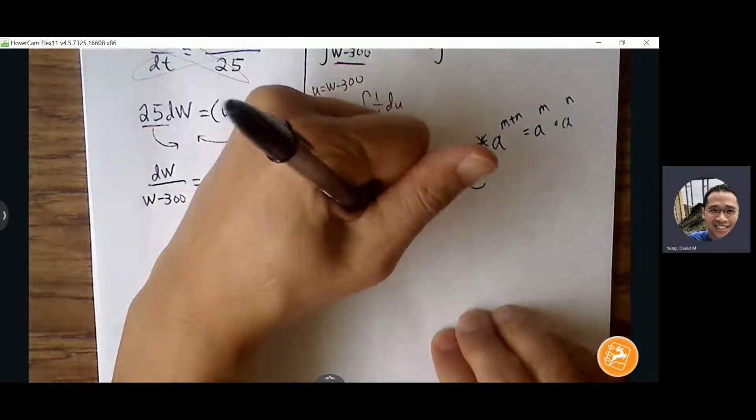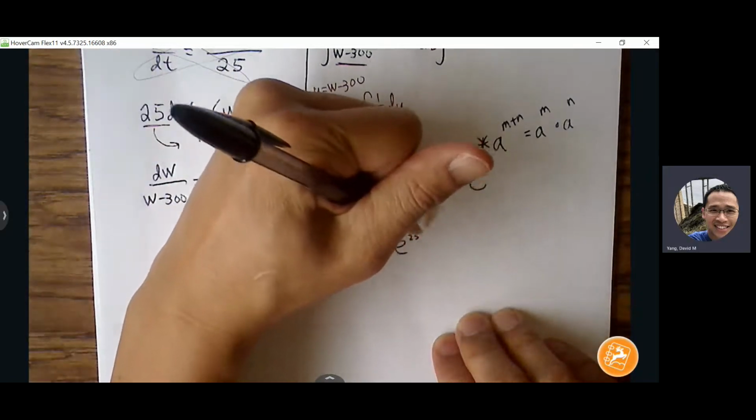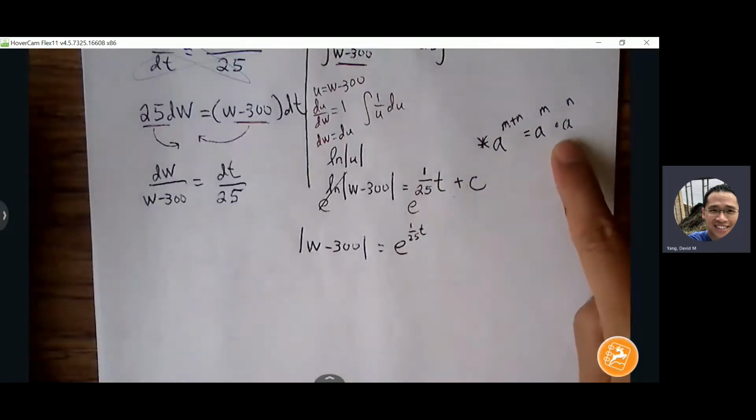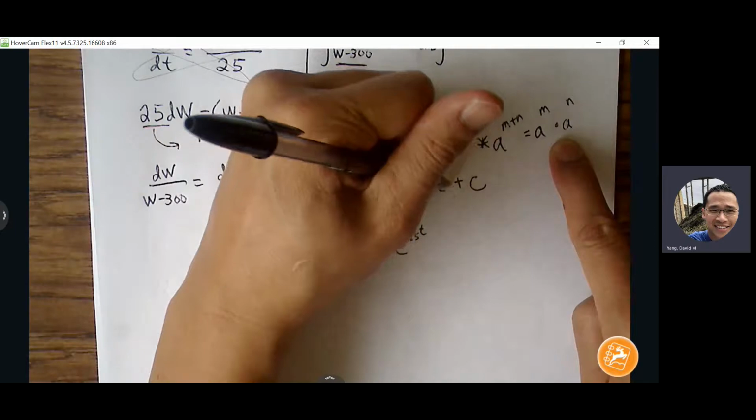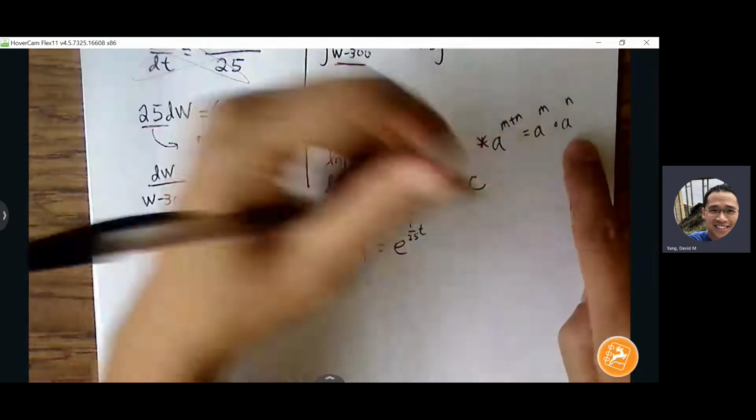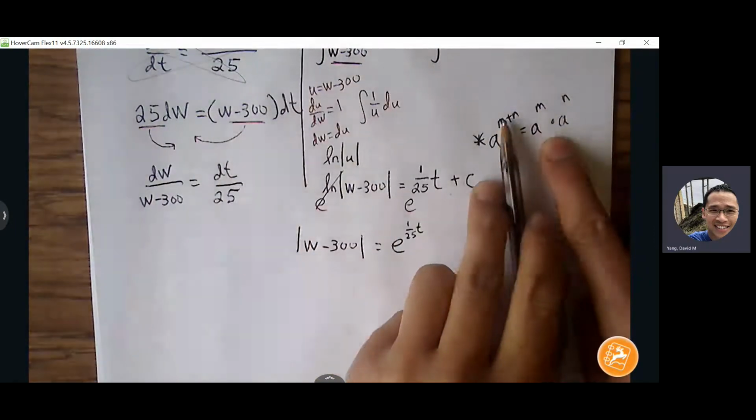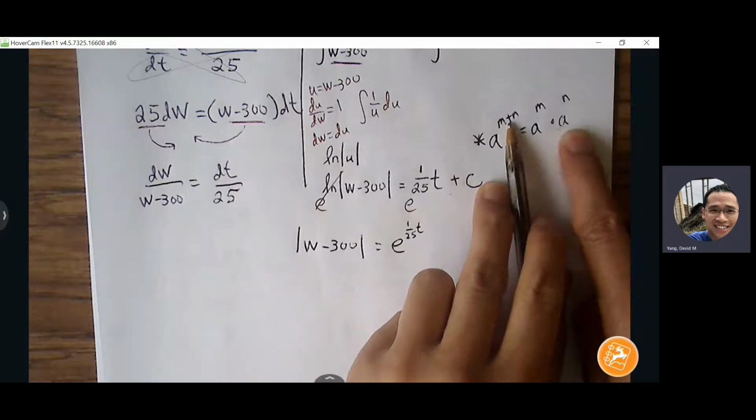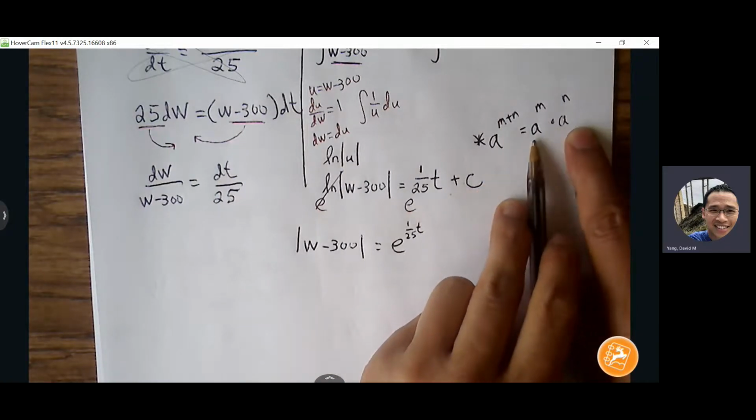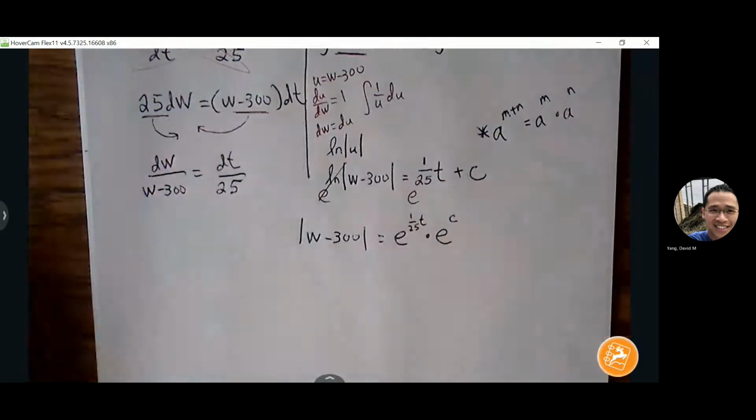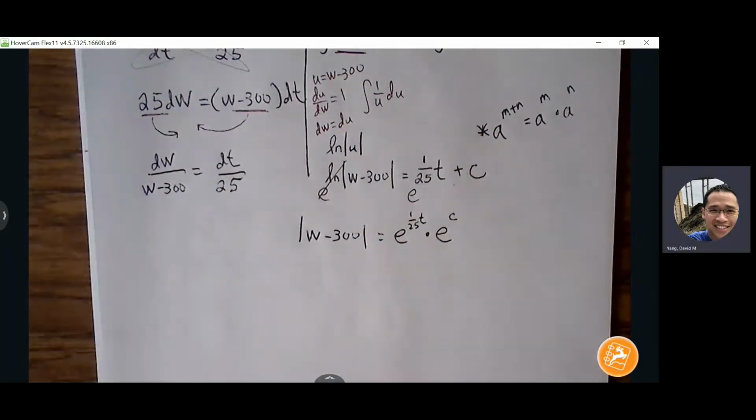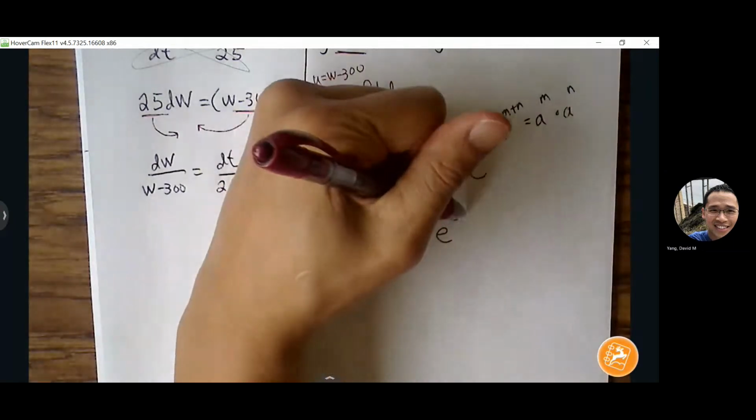So this becomes what? E to the 1 over 25t, then what? Yeah, times, right? Make sure that you change that operation there. It's no longer plus, it's going to now become times. You see how there's a change in operation. Exponent plus will turn into a multiplication once it's separated. Okay, and e to the c is just one big what? One big constant.